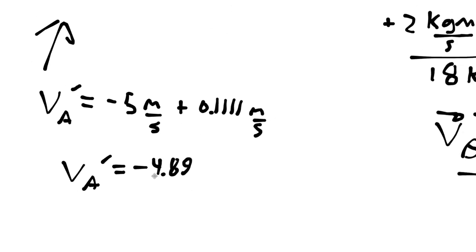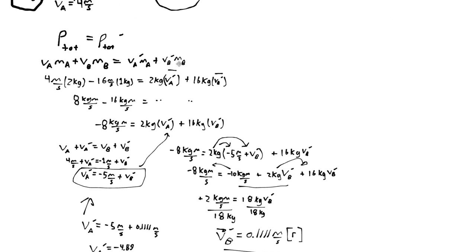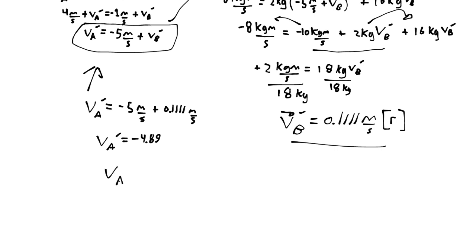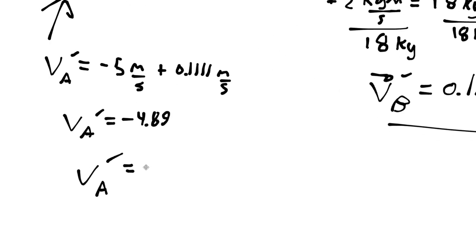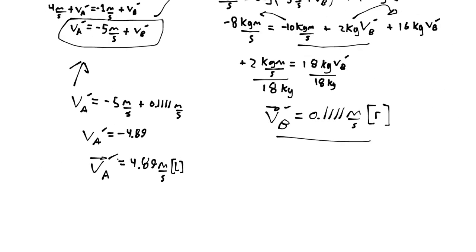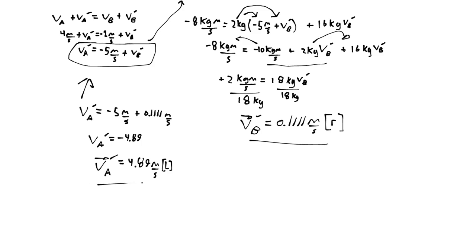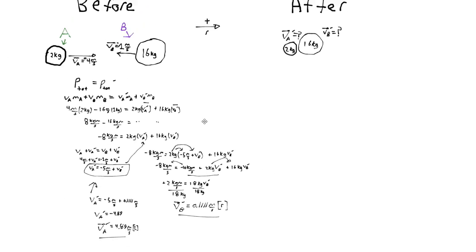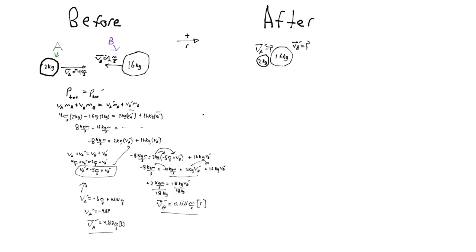After that, since it's negative there, we look back up here again. We said right was positive, so that means it's going to the left. So velocity of A prime is 4.89 meters a second to the left. So bracket, left. There we go. And that's all you need to do for that question. So there's your answer, 1 and 2. It's a lot of work, but it's not too difficult.